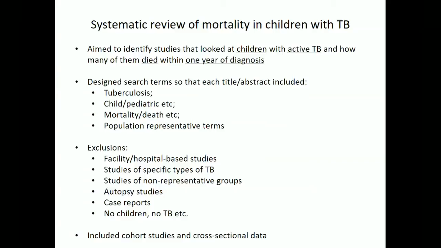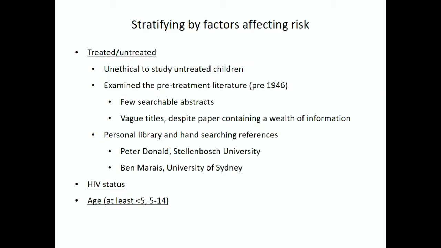So the first step of that was to do a systematic review of mortality in children with TB. And so we searched the literature for studies that looked at children with active TB and then ideally followed them and identified how many of them died within a year of diagnosis. So we used various search terms. We excluded various studies that we felt might bias our estimates. And of course, we can't just say that every single child who gets TB has an equal risk of death. So we wanted to try and stratify our estimates in some way.